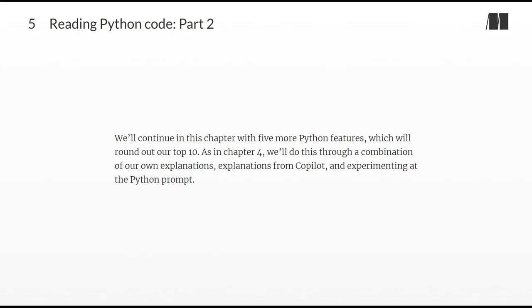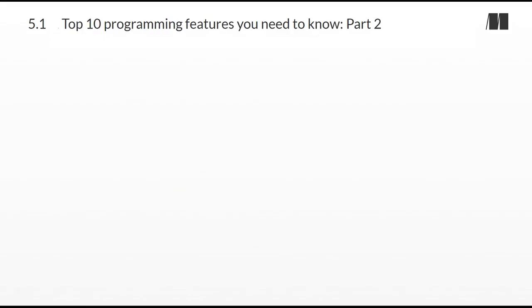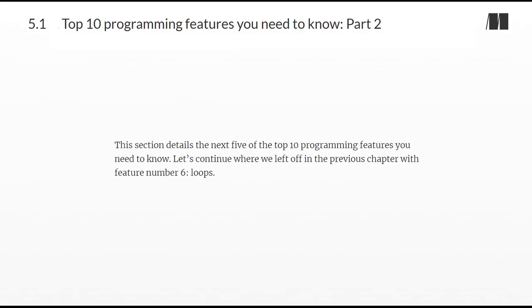As in Chapter 4, we'll do this through a combination of our own explanations from Copilot, and experimenting at the Python prompt. Section 5.1. Top 10 Programming Features You Need to Know, Part 2. This section details the next 5 of the top 10 programming features you need to know. Let's continue where we left off in the previous chapter with feature number 6, loops.